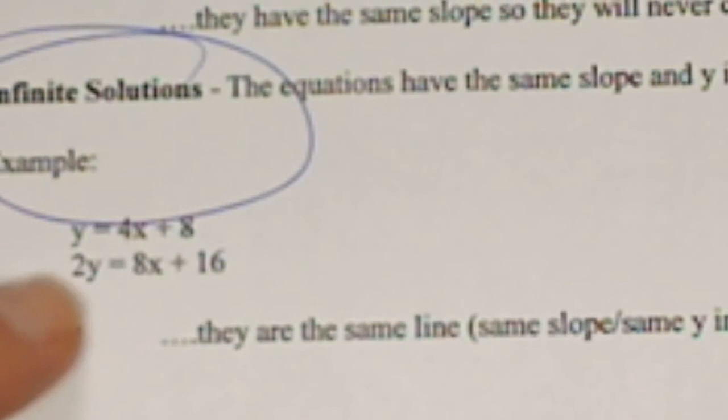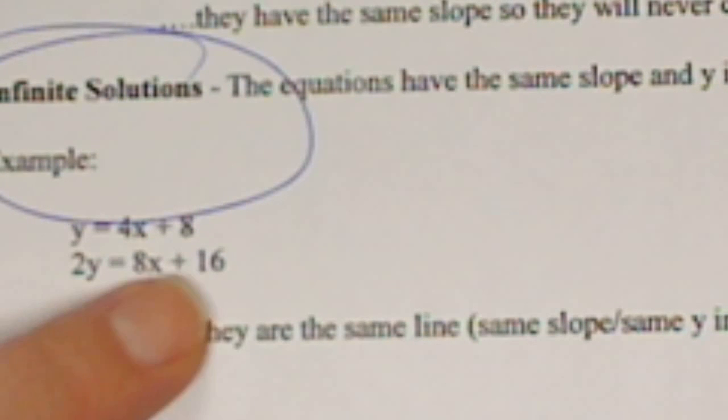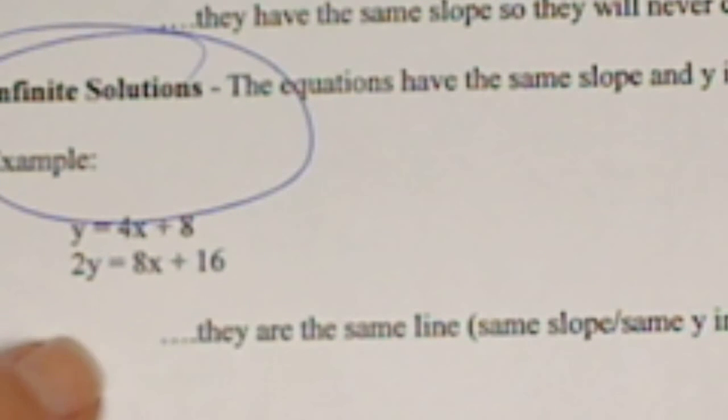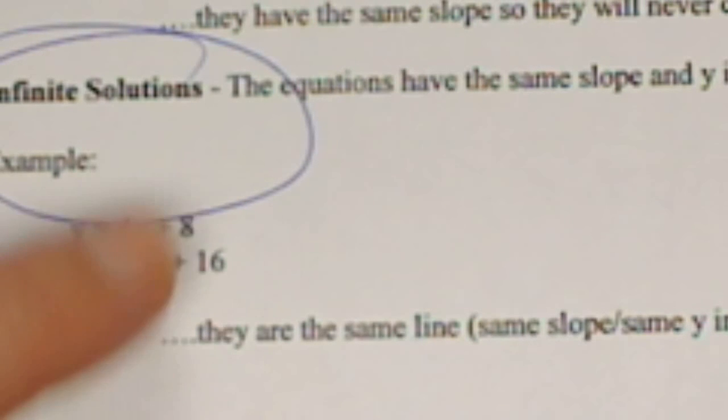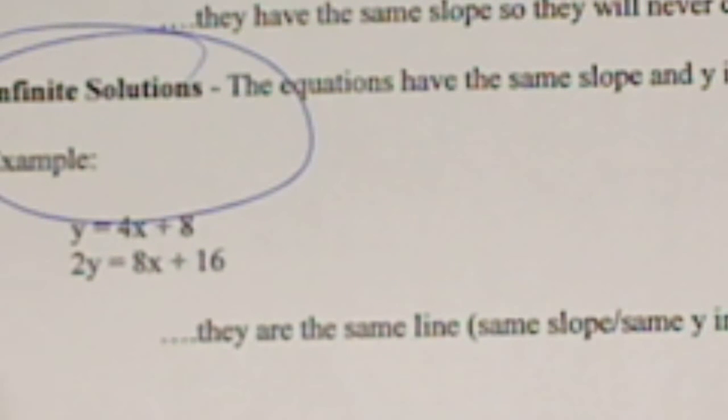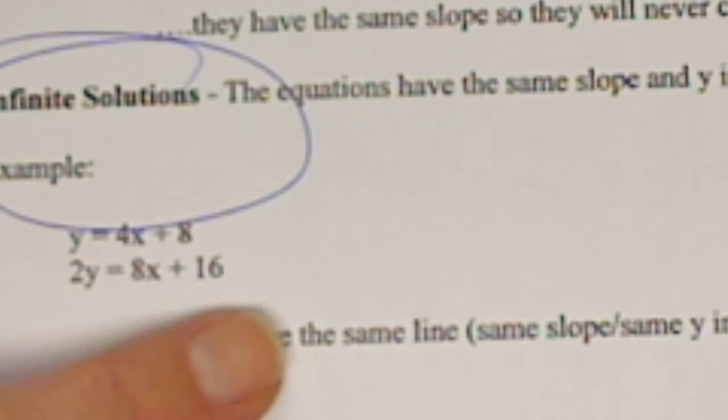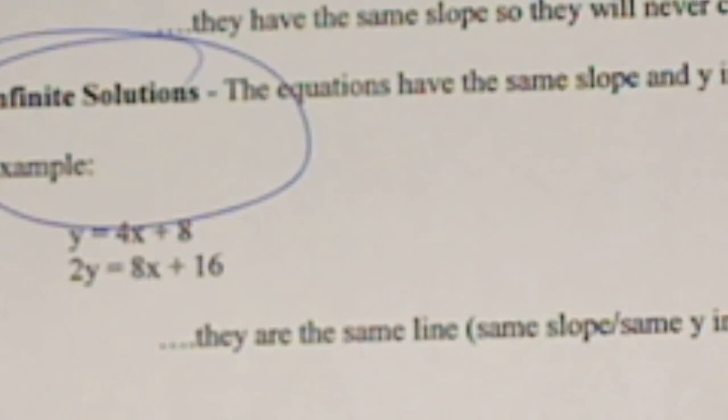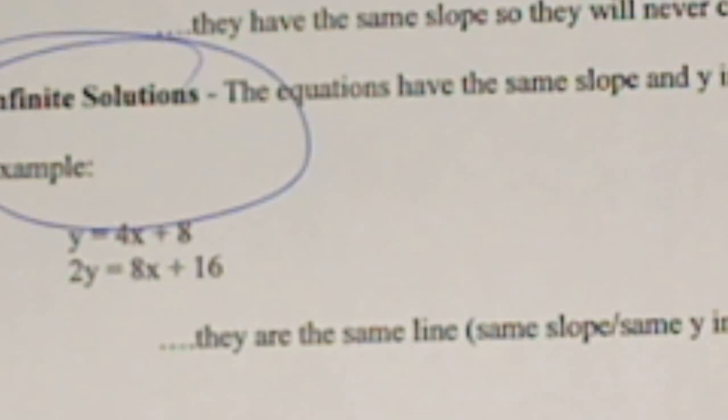So what they'll do to try to trick you is they'll give you something like this. See it? There's a line going here, but it says y equals 4x plus 8. Well, if I divide the 2y, the 8x, and the 16 by 2, it ends up being y equals 4x plus 8. So this is actually the exact same equation as the top one. The y equals 4x plus 8 is the same as 2y equals 8x plus 16 if you divide the whole thing by 2. So the bottom line is they have the same slope, they have the same y-intercept, they're the exact same equation, they're directly on top of each other. So where do they intersect? They intersect the entire time.